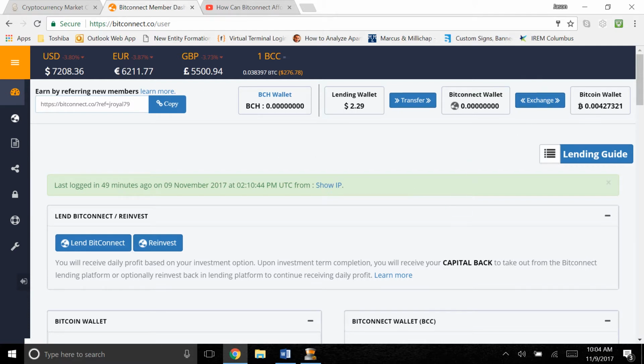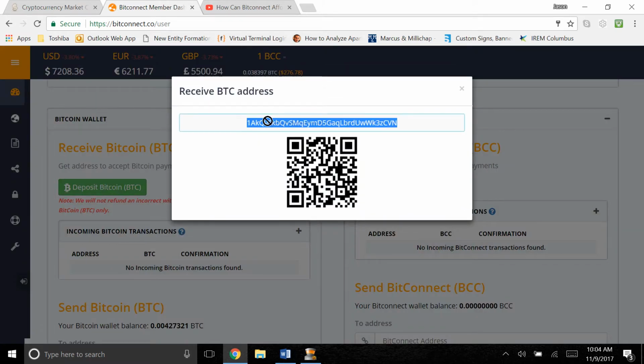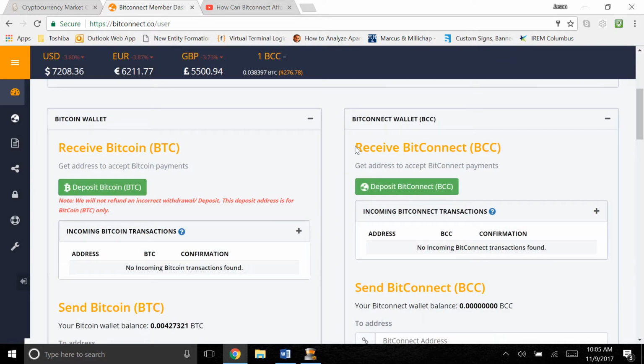So basically, you would convert your money into Bitcoin, and then you would click this to receive Bitcoin, and they give you this code, right? And you would take that code to your online wallet, whether it's at Coinbase or blockchain.info or Exodus or wherever you have your wallet where you converted your cash into Bitcoin.